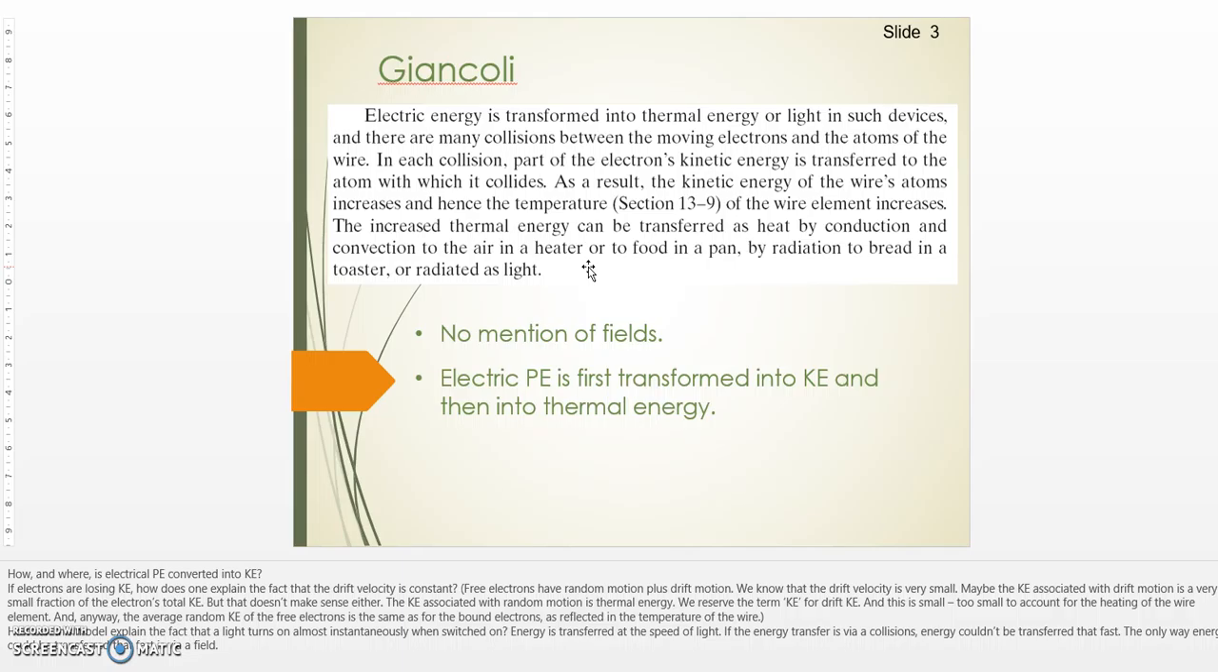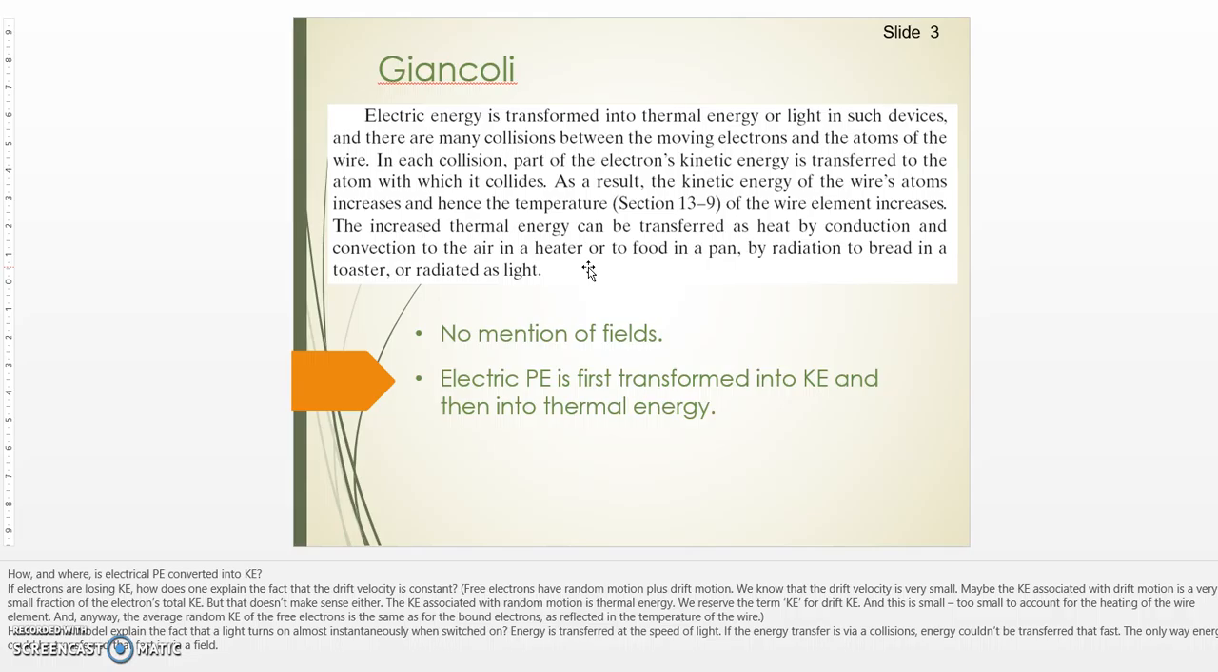Okay, so comments on this explanation. Firstly, he doesn't invoke electrical fields at all. So he doesn't even use the term potential energy. He just says electric energy. He obviously means electrical potential energy. So in this story, it's stored in the electrons, whereas it is a much better explanation to say that potential energy is stored in the electrical field.